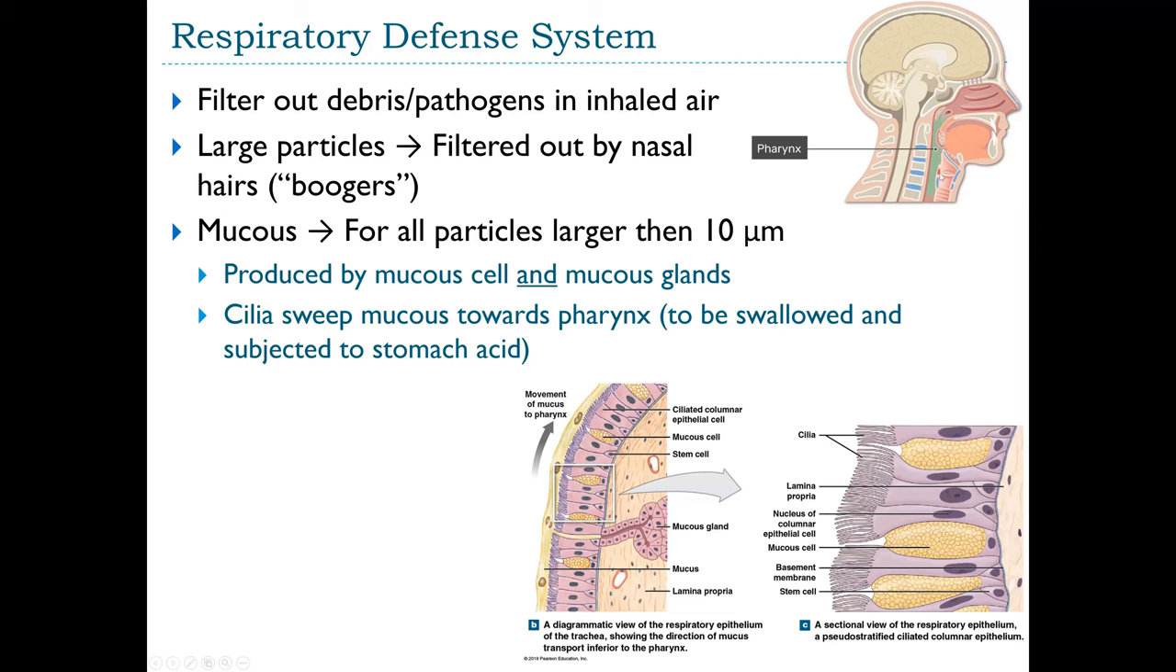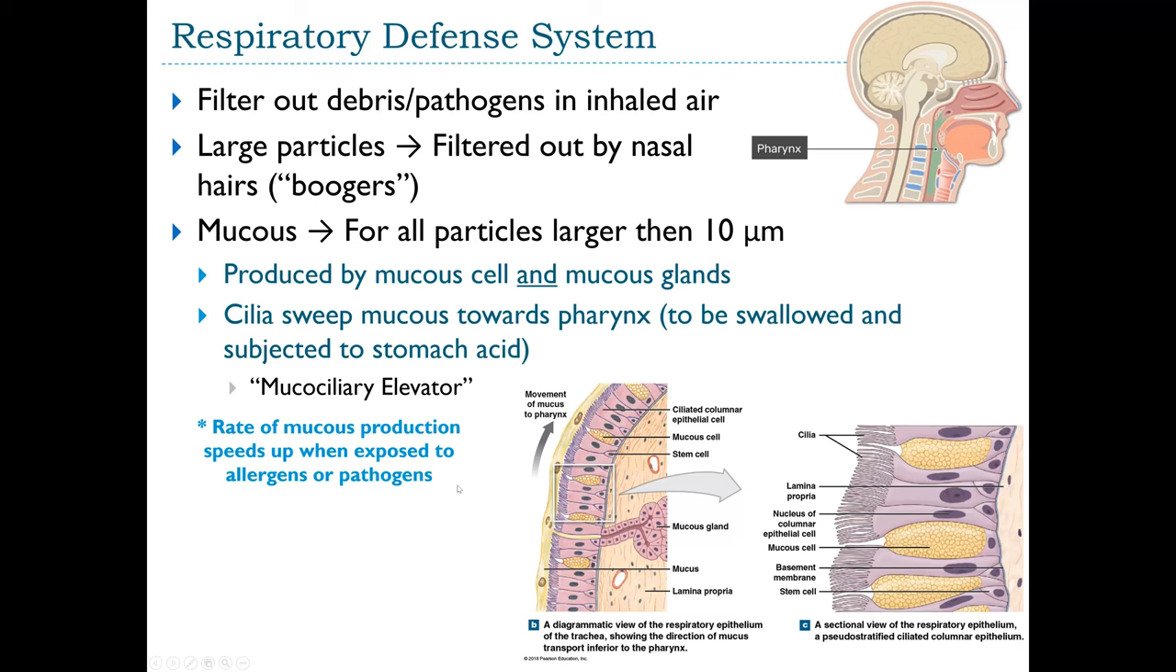But the mucus that is produced in the lower respiratory system actually gets swept upwards, so upwards up the trachea, up the larynx, and into the pharynx, where again, when you swallow, it will go down your esophagus. So the cilia is sweeping the mucus towards the pharynx to be swallowed and subjected to the stomach acid, which we'll cover in the digestive system. And so because in the lower respiratory system, the mucus is being moved upward, this is called the mucociliary elevator, because the cilia on these epithelial cells are actually moving the mucus in a direction against gravity. So up your bronchioles, up your trachea, up to your pharynx so that you can then swallow it.